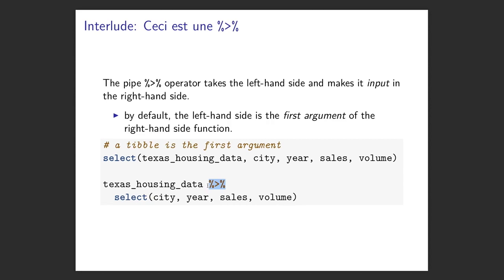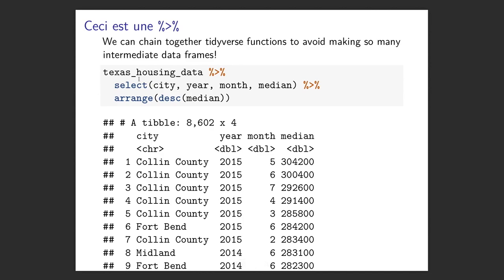Notice how I read this, and then. We take Texas housing data and then select. This pipe takes Texas housing data and it puts it in the first position. And notice how I've stressed that the first position for dplyr verbs is always data. So the output of the dplyr verb is also data. So we can pipe together a string of commands. For example, here I take Texas housing data and then select my columns and then arrange it with the median descending. So we see the 4 columns I asked for and the median house price from highest to lowest.